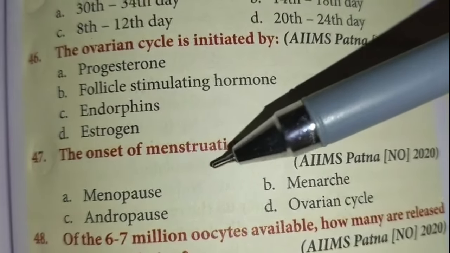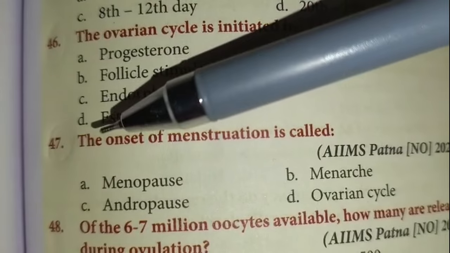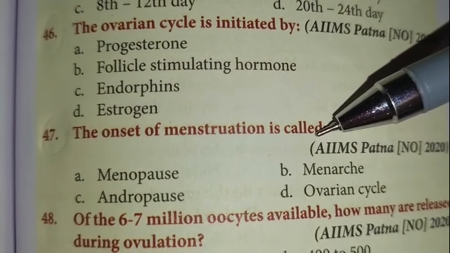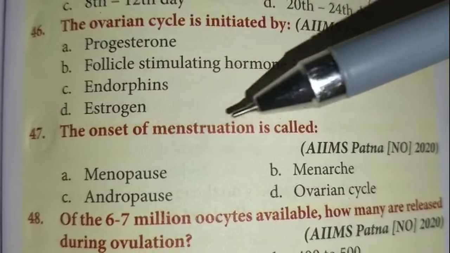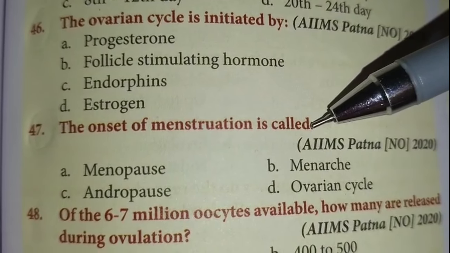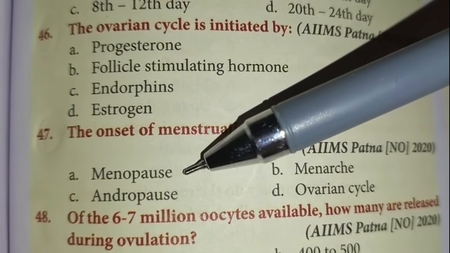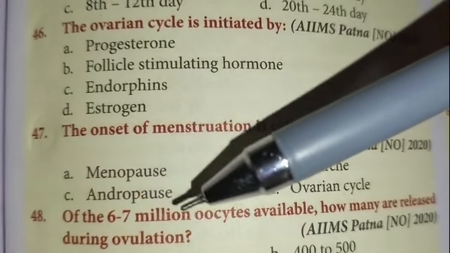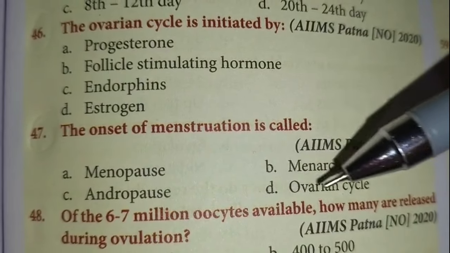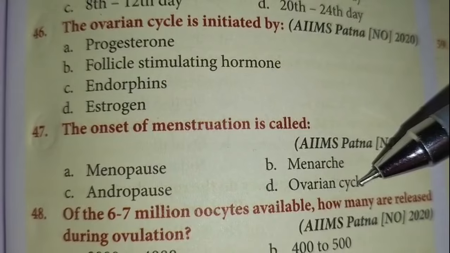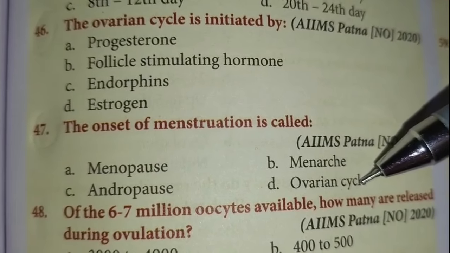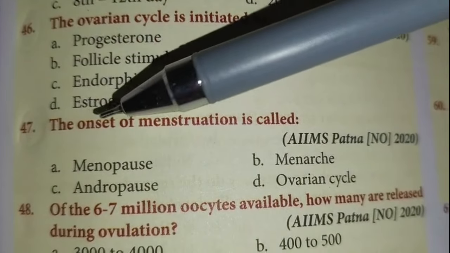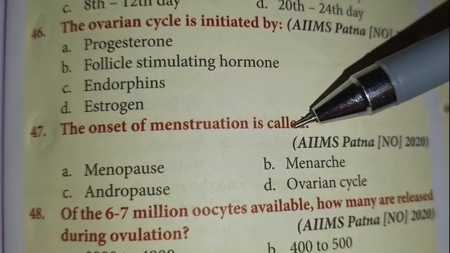And the next important question is, the onset of menstruation is called. Option A, menopause. Option B, menarche. Option C, andropause. And option D, ovarian cycle. And the correct answer is option B, menarche. The onset of menstruation is called menarche.